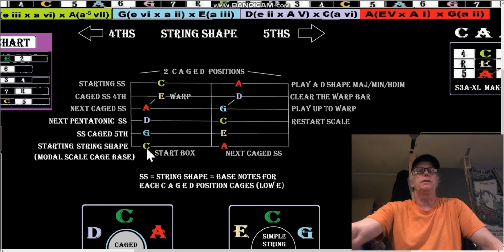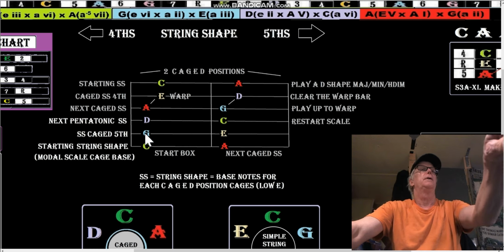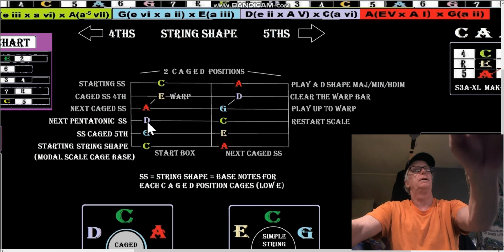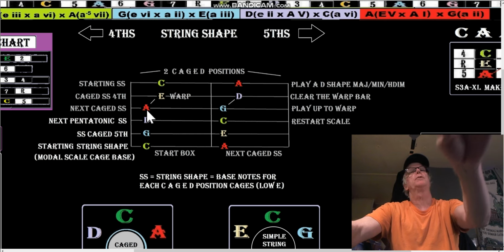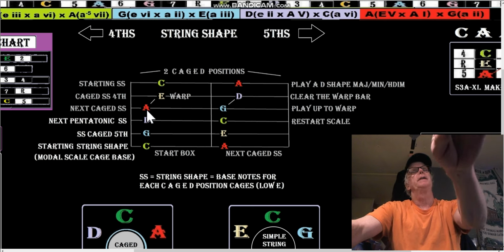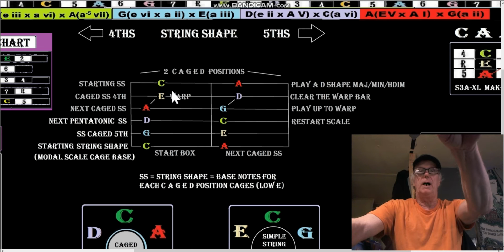Okay, so the C string shape is just 3, 4, 5. In the key of C, it's E, F, G. The G string shape is 6, 7, root. A, B, C. The D string shape's 2, 3, 4. D, E, F. The A string shape short is 5, 6. G, A. Then we have to jump over the bar, the high bar.